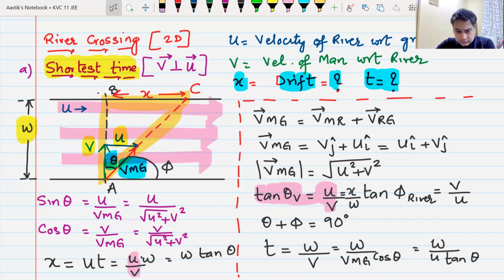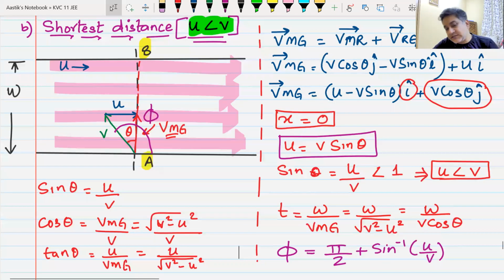If you don't do your job, no one is going to help you. So this was your shortest time. The next screen I will show again for 2 minutes. This is for shortest distance. Read it and then give me the answers.